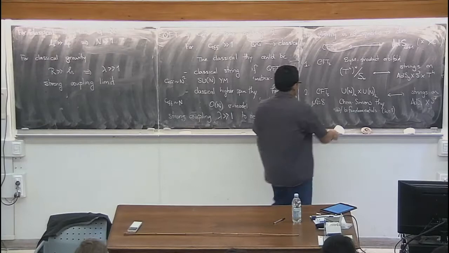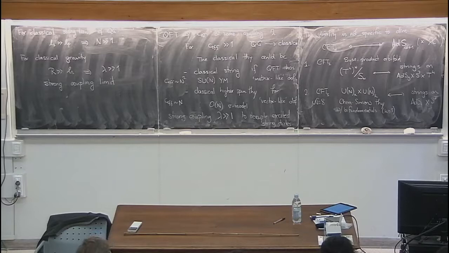In four dimensions, we've already seen the example, which is N equals 4 super Yang-Mills, gauge group SU(N). This is dual to strings on AdS5 times S5. There's a mysterious theory called the 2,0 theory with central charge scaling like N cubed in d equals 6, which is dual to AdS7 times S4.